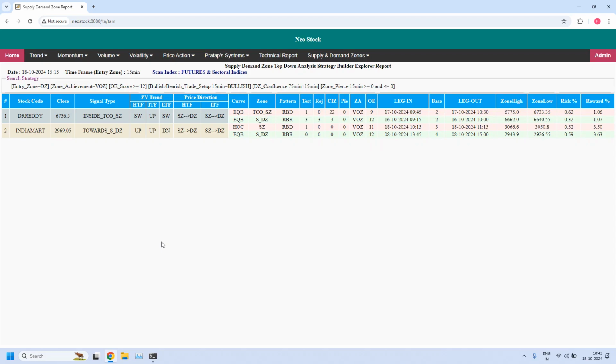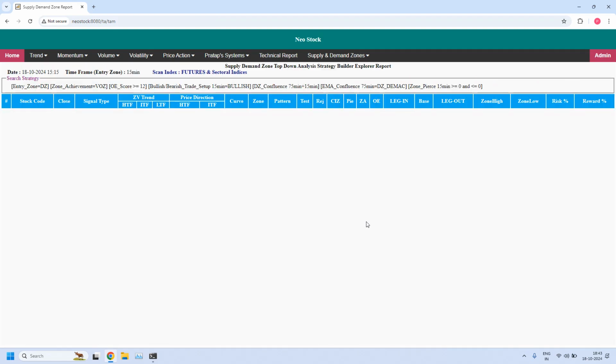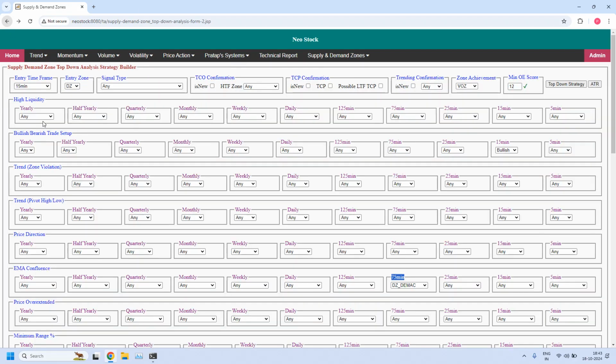And if any of these stocks are having daily EMA confluence, it is even more high probability, because the 15 minutes demand zone is part of the 75 minutes demand zone. If the 75 minutes demand zone is having daily EMA confluence, it is an even more high probability setup. Let's verify. So none of the stocks are having EMA confluence, no issues. So let's go back.